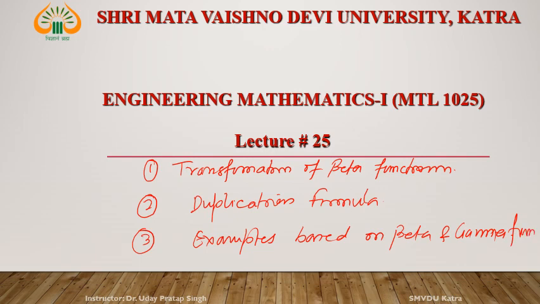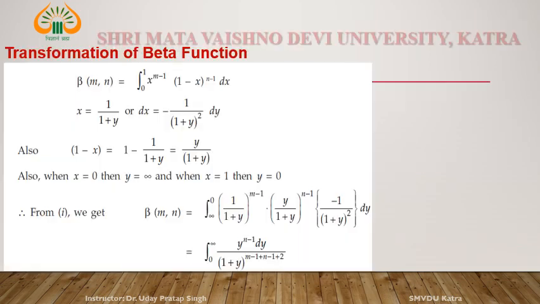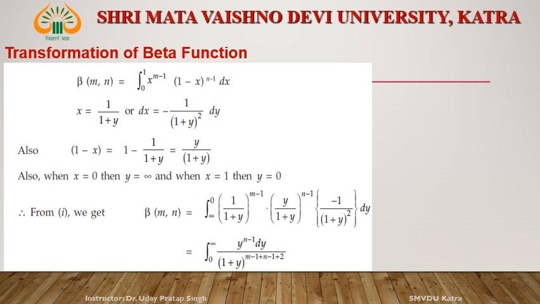In our previous class, we already studied the beta function and gamma function. So let us see some other form of beta function. What is beta function? Beta function is defined as integral 0 to 1 x to the power m minus 1, (1 minus x) to the power n minus 1 dx.